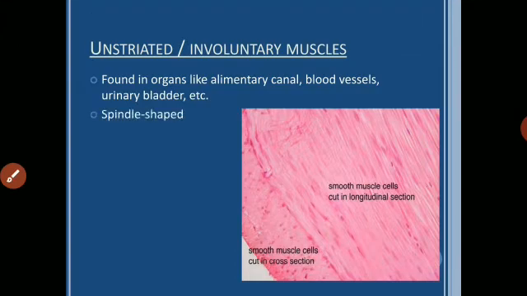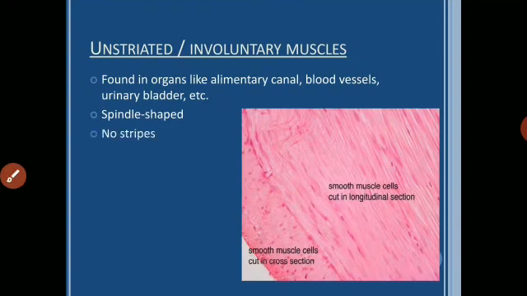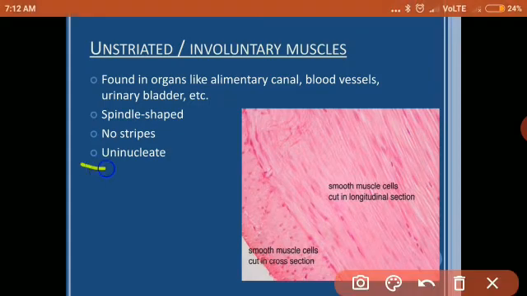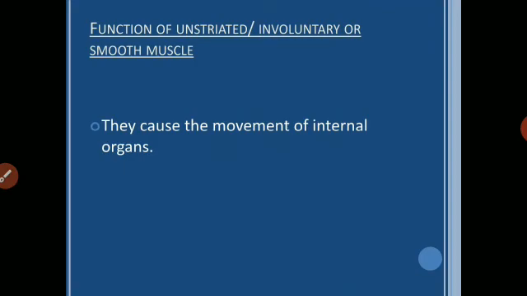Then its shape is spindle like. Spindle means which is broader in the middle and thinner at the ends. So its shape is like this, spindle shape. Then there are no stripes, as I already told you. And it is uninucleate, means smooth muscles or unstriated muscles have fibers with only one nucleus. Uni means one. And they are not under our control, as I discussed with you. Then what is its function? As it is attached to those organs, and movement is the main function of muscles, it causes the movement of internal organs.